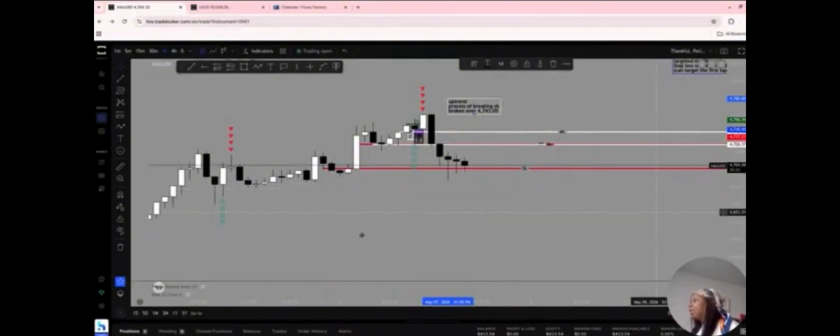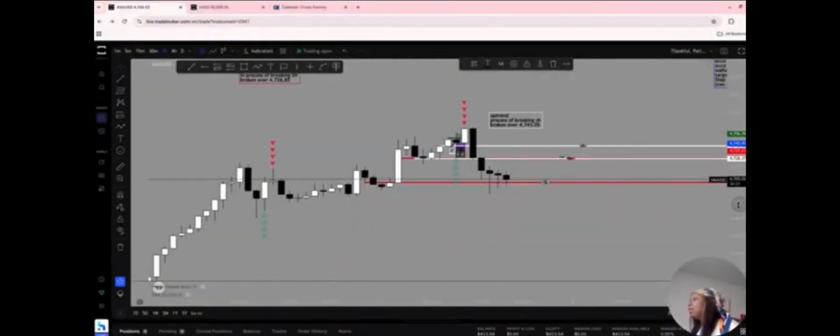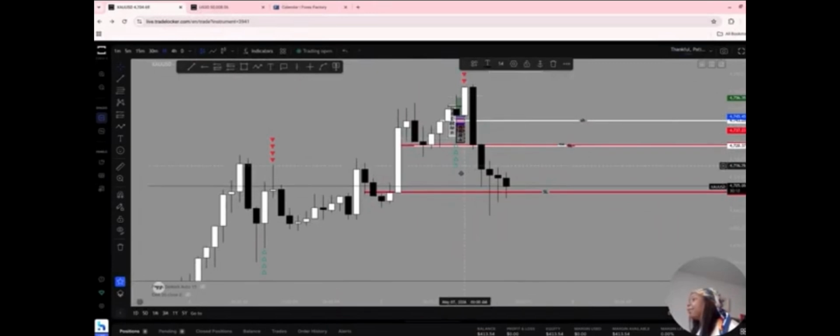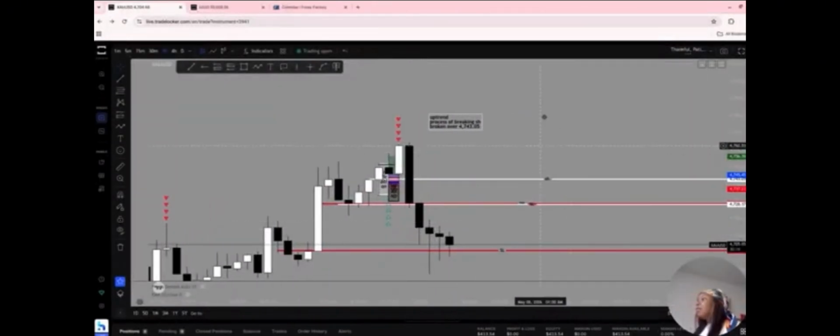Okay, so now that we are on the 1 hour, let me try to zoom in on where I was and what I was looking at. I'm on Trade Locker, by the way. It's powered by TradingView. There's no replay option or anything like that, so I can't really replay. Everything is in live time, so you just gotta bear with me.